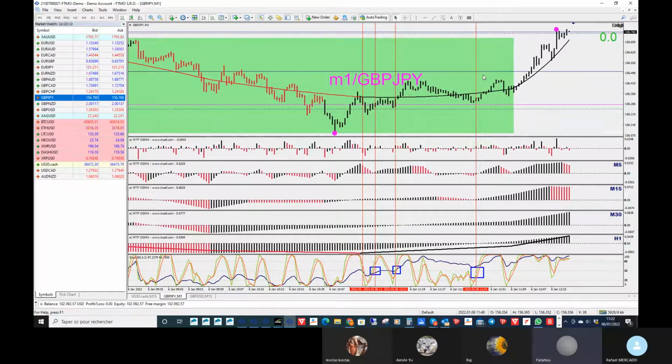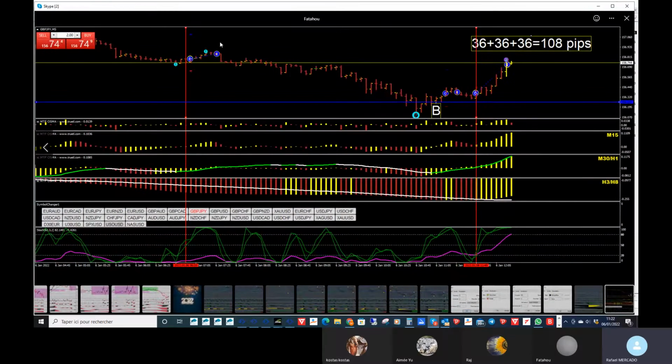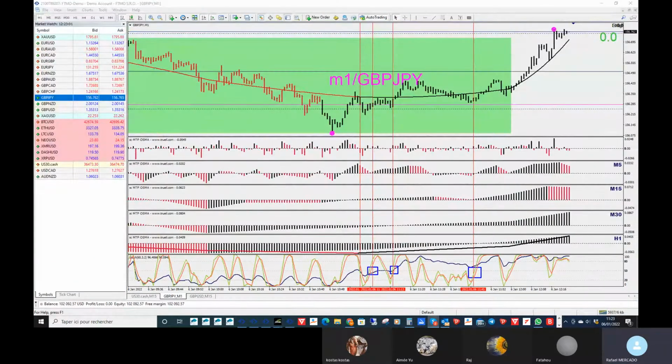I'm going to drop this one too, so you can help analyze. Just tell us which pair it is. Pound yen. Took a second trade on pound yen. It's Costa. Maybe he's studying. Okay, I'm going to show you. That's beautiful. I love it. Look how he's doing. So 108 pips on 3 trades. Great. There's no need to analyze it. We just went through it, right? Perfect. Nice work.